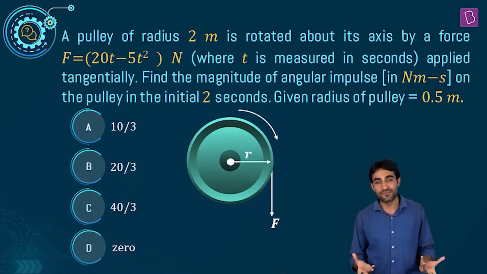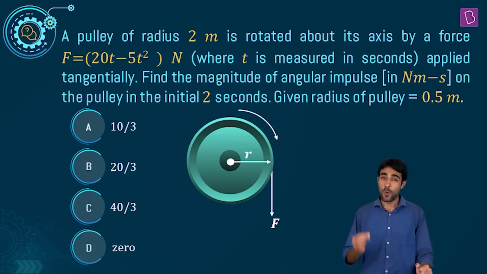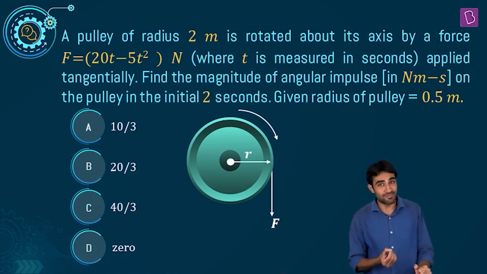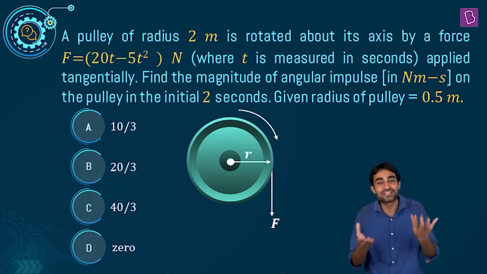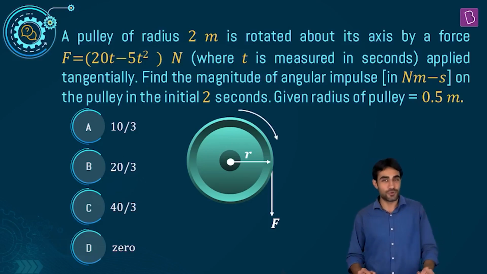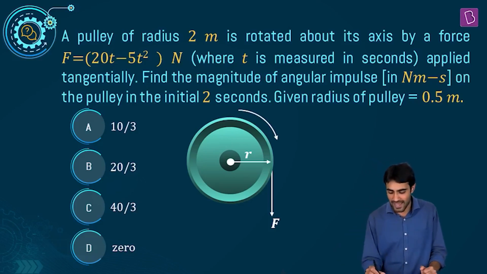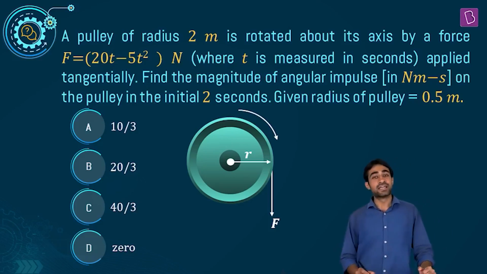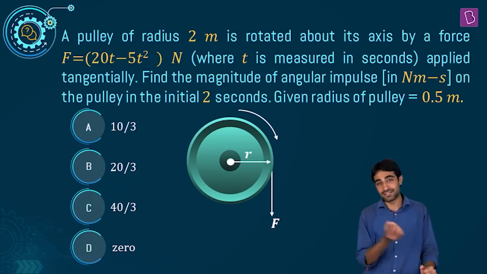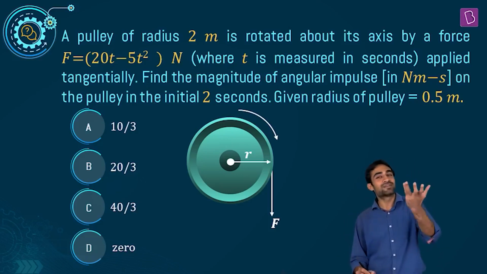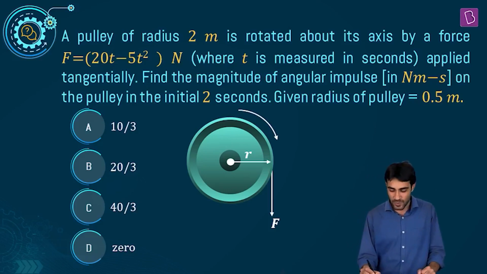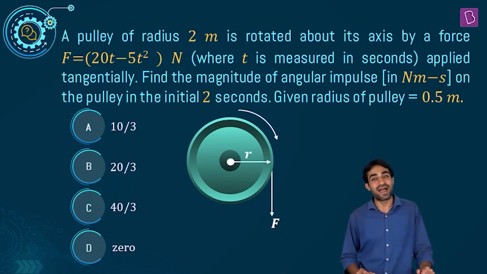So what do we have to find? We have to find the angular impulse. What is this angular impulse? Angular impulse is nothing but just change in angular momentum for a short duration. So angular impulse, I will denote it with the symbol J vector. If you like any other symbol, you can pick your own symbol. So J vector is nothing but change in angular momentum, delta L vector.